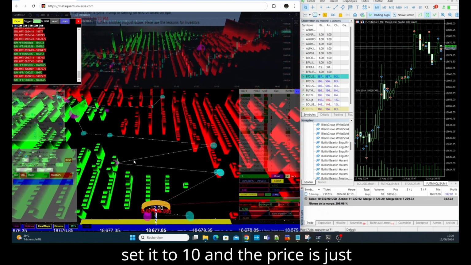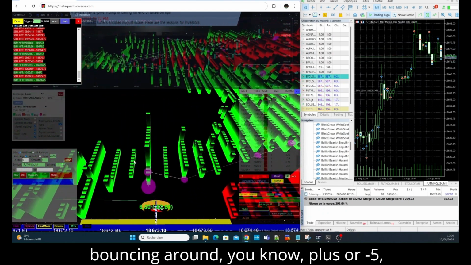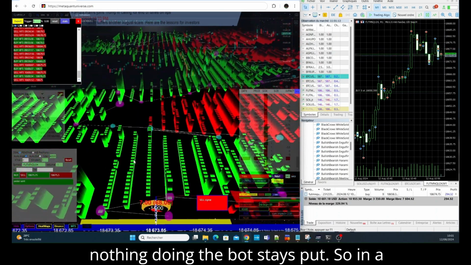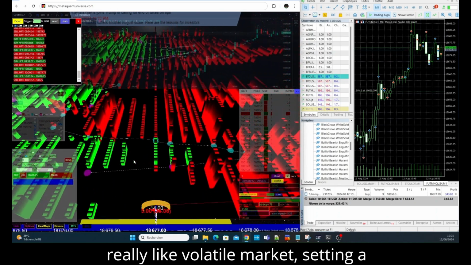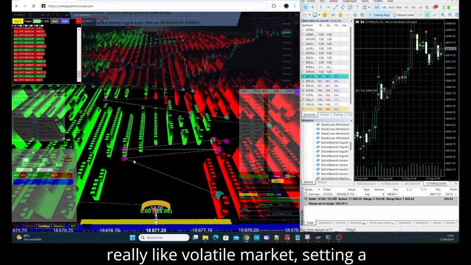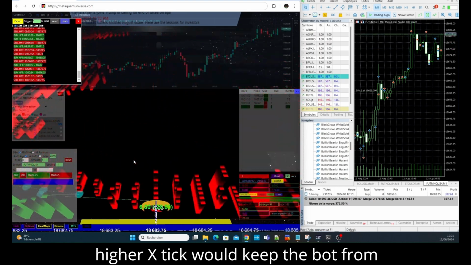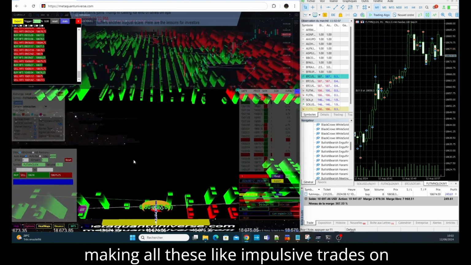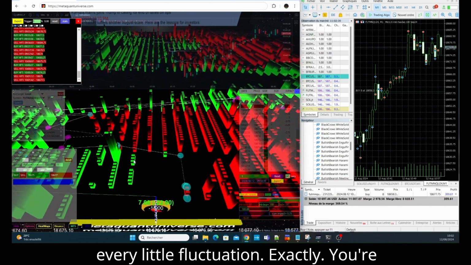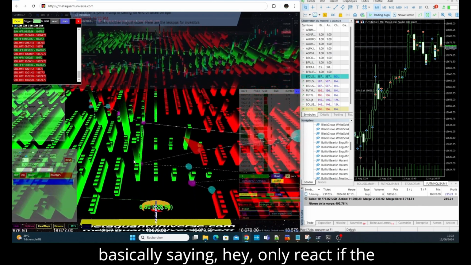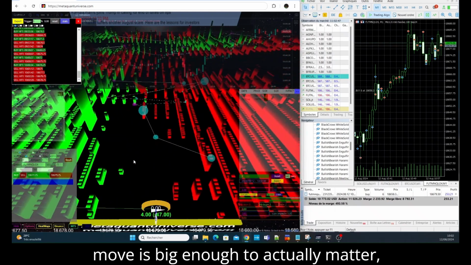So you set it to 10, and the price is just bouncing around, plus or minus 5, nothing doing. The bot stays put. So in a really volatile market, setting a higher X-tick would keep the bot from making all these impulsive trades on every little fluctuation. Exactly. You're basically saying, only react if the move is big enough to actually matter. I like it.